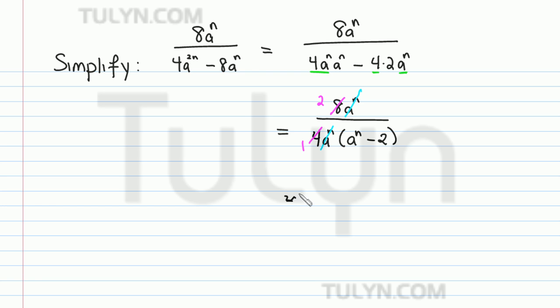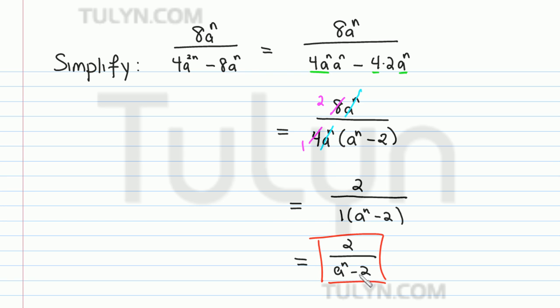So let's simplify what we just did. So the numerator, what's left over is just a 2. And the denominator is just 1 times a to the n minus 2. And we don't need to write that 1, so it's simply 2 over a to the n minus 2. And so we are done reducing. So this is the simplified form of the expression at the beginning.